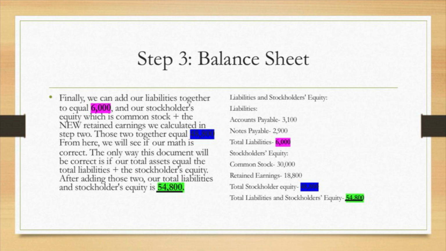Finally, we can add our liabilities category together. In this example, we get 6,000, and our stockholders' equity together, which is common stock plus the new retained earnings. The only way for this to be correct is if we use our new retained earnings, which is 18,800, and not the original 15,000 that they give us. So our total stockholder equity is 48,800 plus total liabilities, which is 6,000, giving 54,800. And this equals out to our total assets, which means our balance sheet is correct.